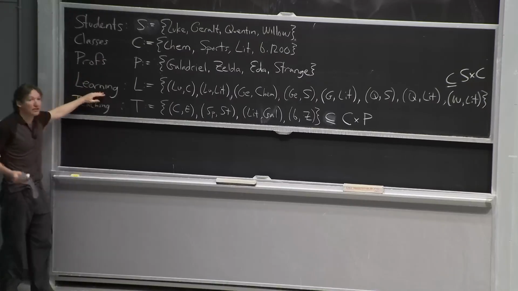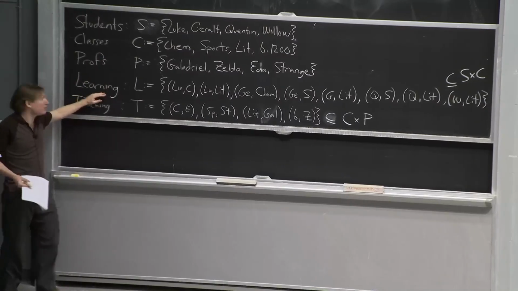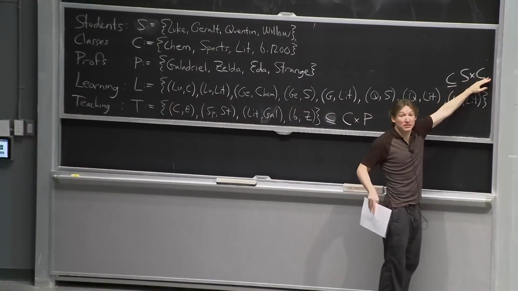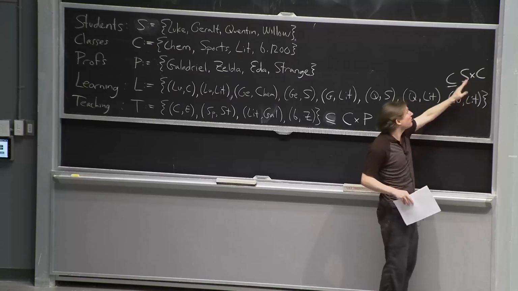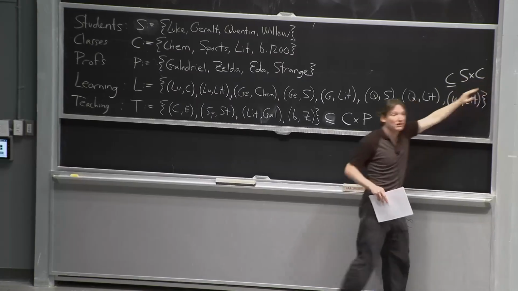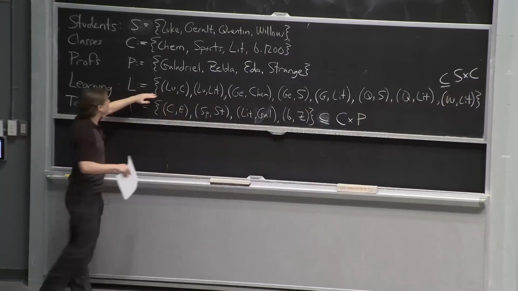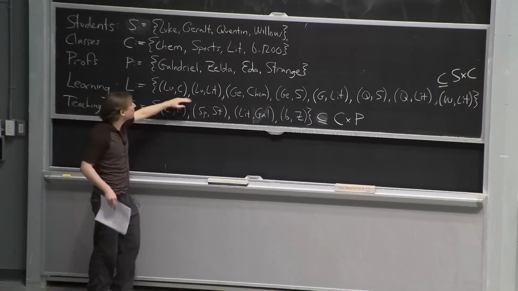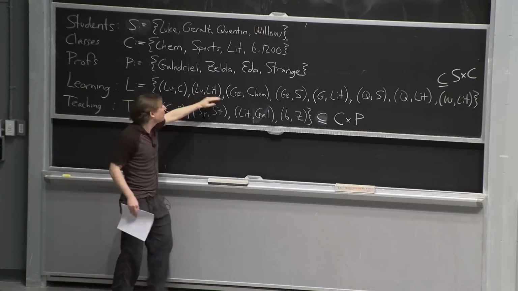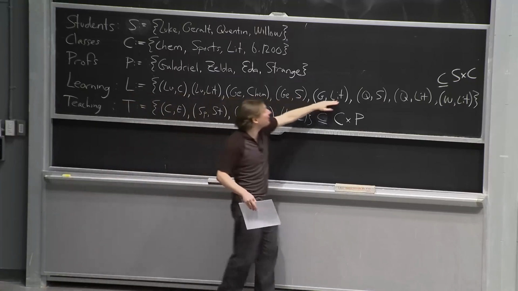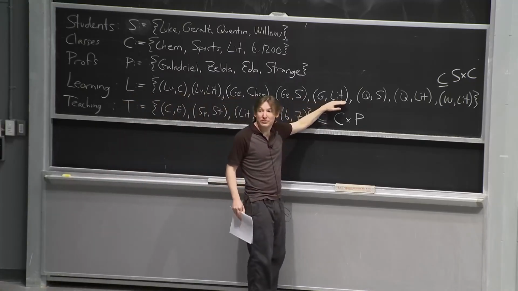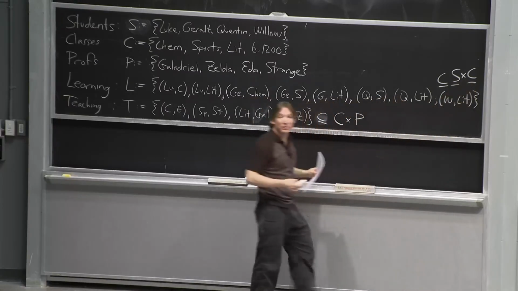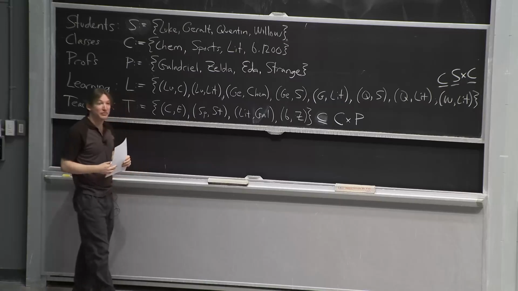We might specify a relation, let's call it the learning relation, L, which is going to be a subset of students cross classes. So it's going to be all pairs where you have a student who's taking a class. And in this case, it looks like Luke is taking chemistry. Luke is also taking literature. Geralt is taking chemistry and sports and literature, etc. So we need all three of these pieces of information, the domain, the codomain, and the set of pairs, in order to specify this relation.